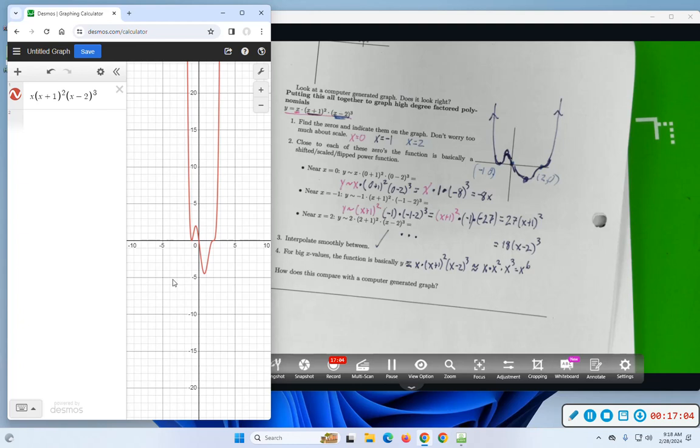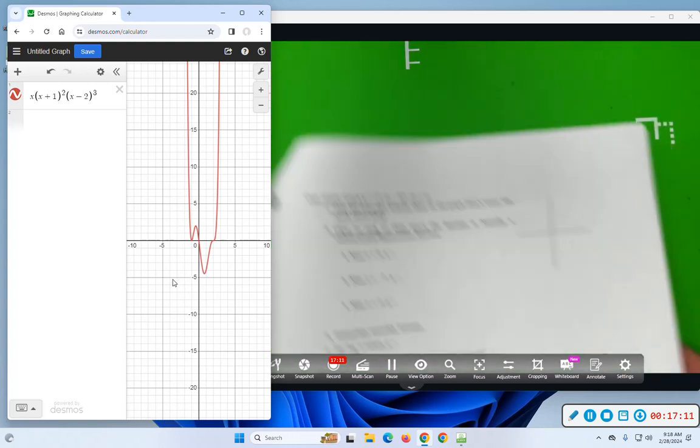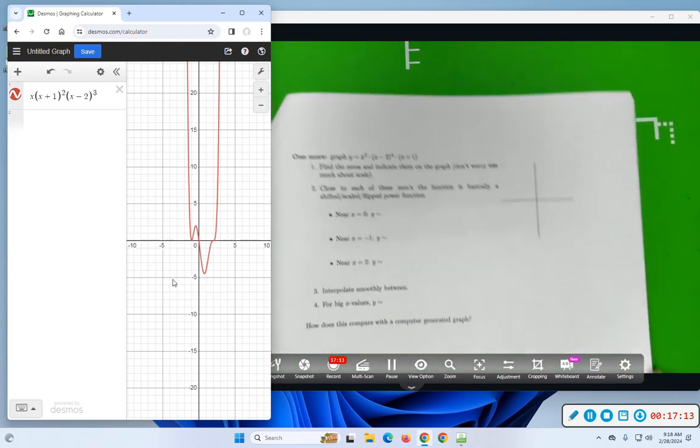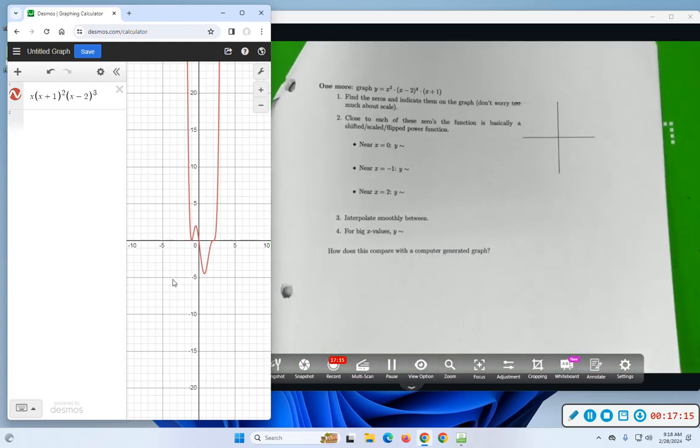So, what do you think? You think you could do a similar problem on your own now? So, talk with each other, ask me questions if you like. Here's one last one. Sketch for me by hand the graph of x squared times (x minus 2) to the 4th times (x plus 1).